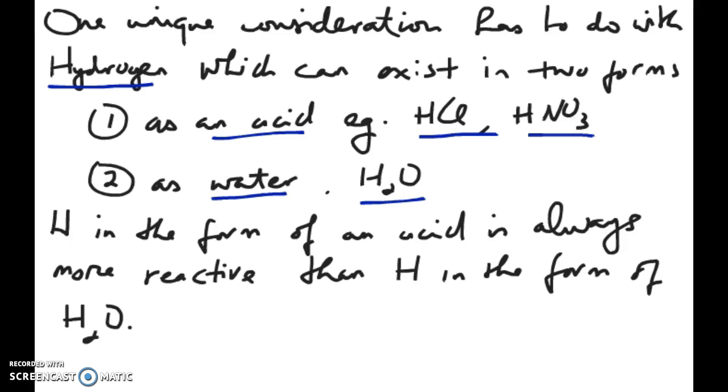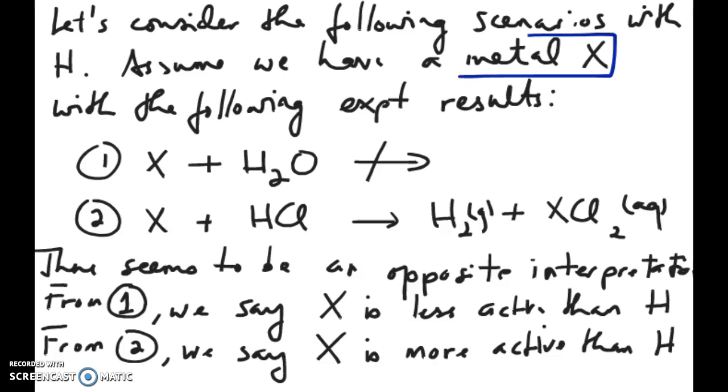Okay. Now things get a little bit more complicated when we're dealing with hydrogen. The reason is because hydrogen can exist in two forms. It can exist as an acid, for example, in HCl, HNO3, and it can exist as water in H2O. Now it turns out that when H exists as an acid, it reacts with more things compared to when H exists in water. Here's what I mean.